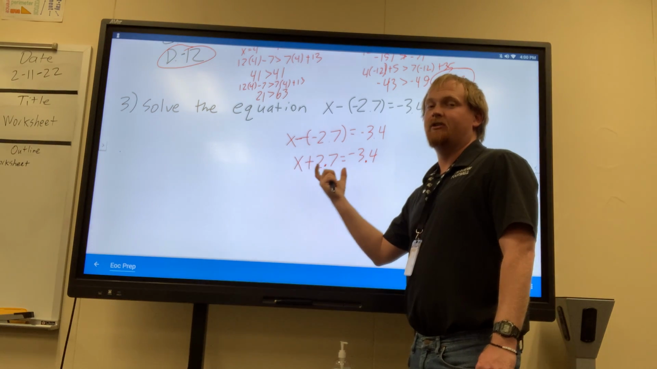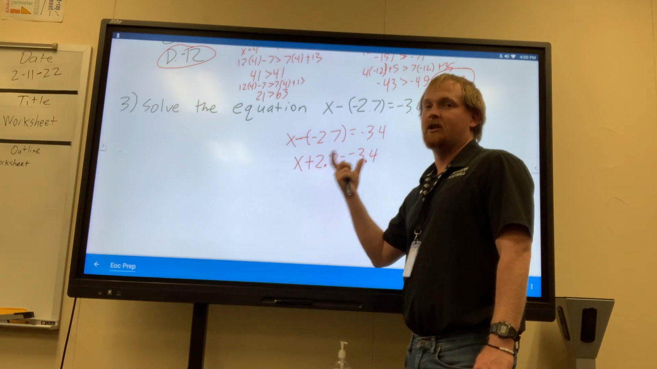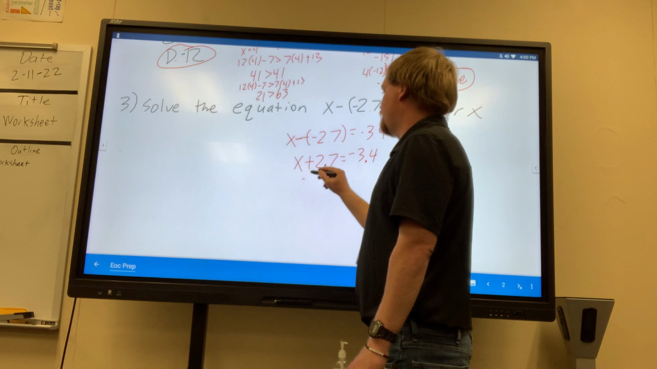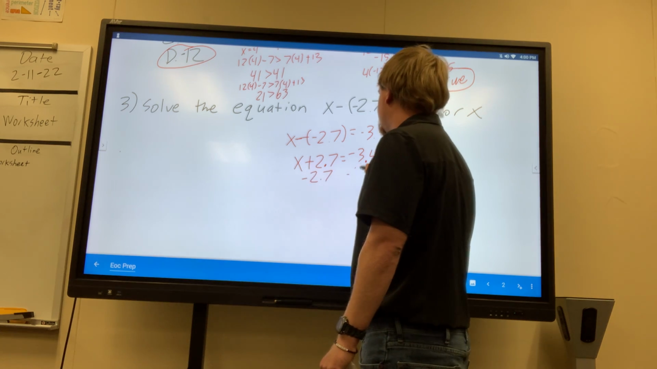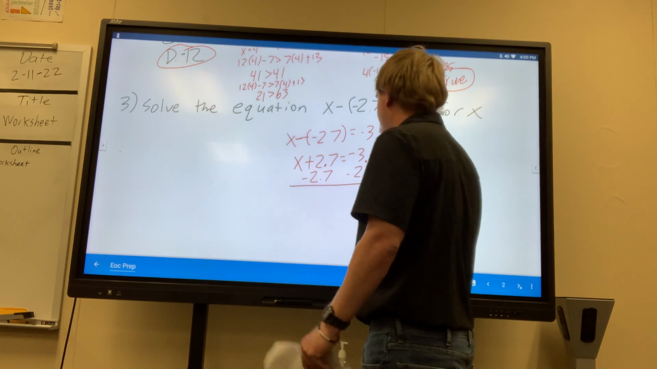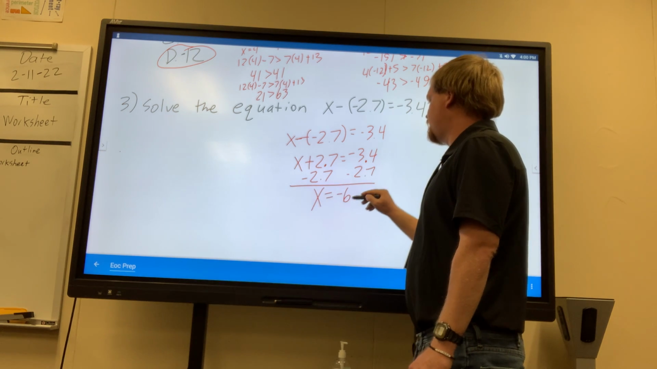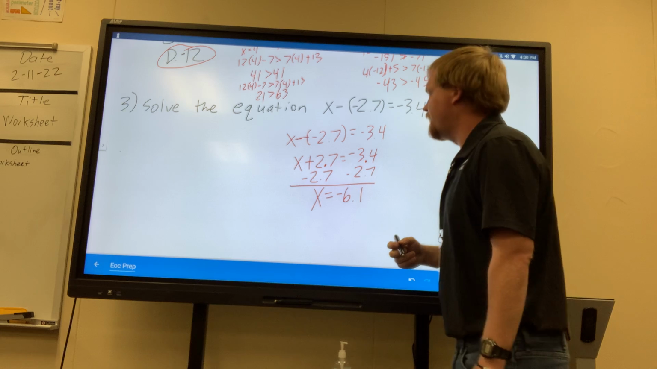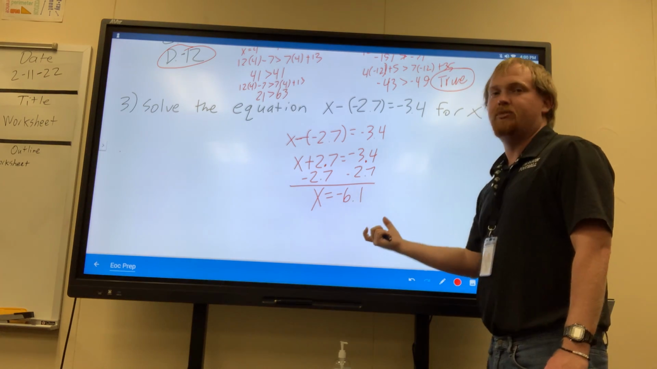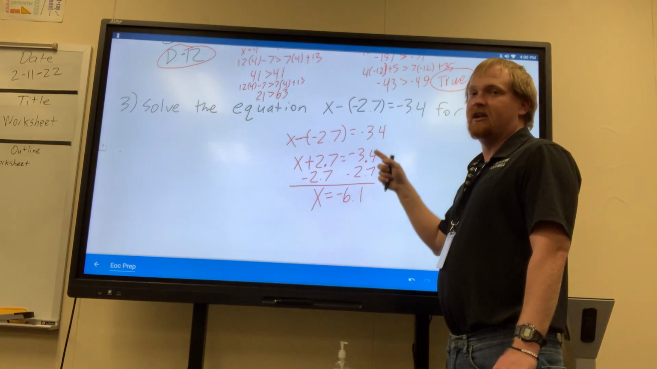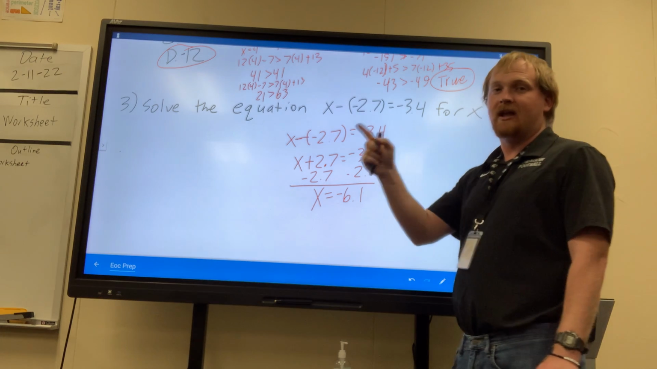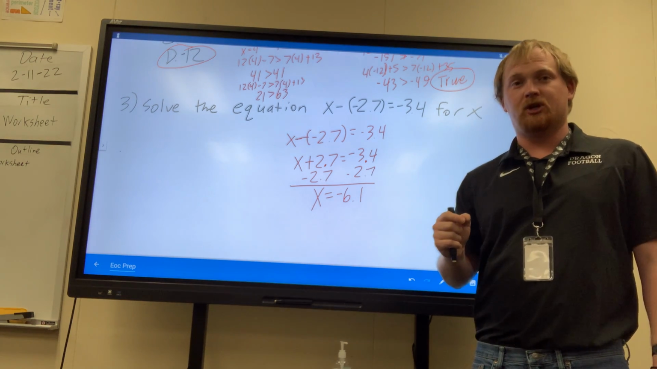So what do I gotta do? I gotta be able to get rid of this 2.7. And the best way to do that is to subtract. And this would actually give me negative 6.1. And the reason why it gets bigger is because it's negative minus a number. Negative minus a number makes it bigger. Okay?